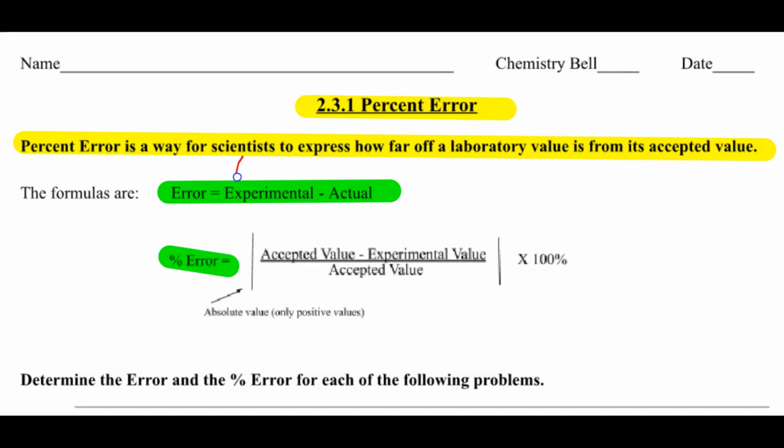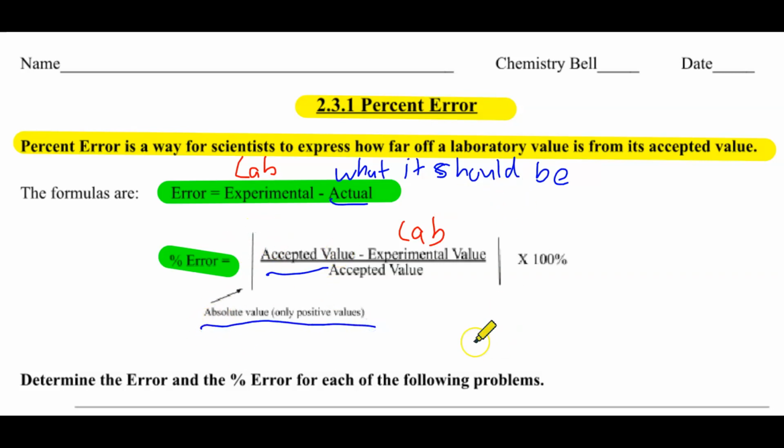So experimental, that's what you measured in the lab. Anytime we see experimental, that's what you got in the lab. Now here, we use the words actual or accepted. That means the same thing. This is what it should be. What is the thing actually in real life? So remember that experimental is what you measured in the lab, and actual or accepted is what it actually should be. We also have the absolute value right here, so this will always be a positive number. We can't have negative percentages.